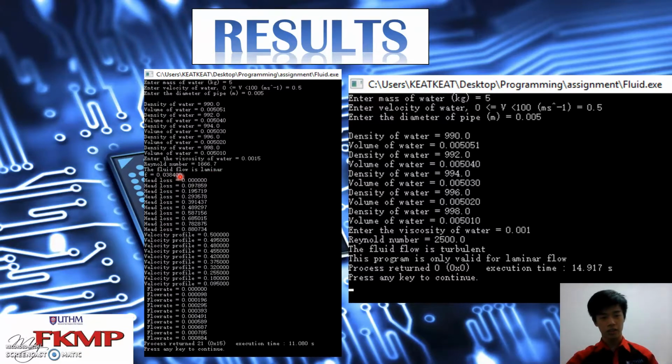we calculate the friction factor. By using all the values, we will calculate the heat loss, velocity profile, and the flow rate. And for the right hand side, we can straight away see that the Reynolds number is 2500, which is turbulent flow, and this program is only valid for the laminar flow, and we will end up back at the original point.